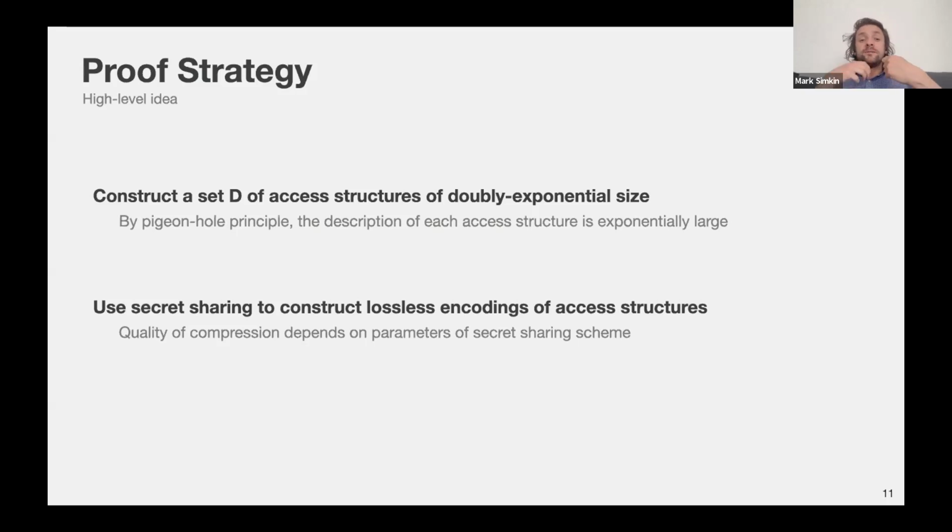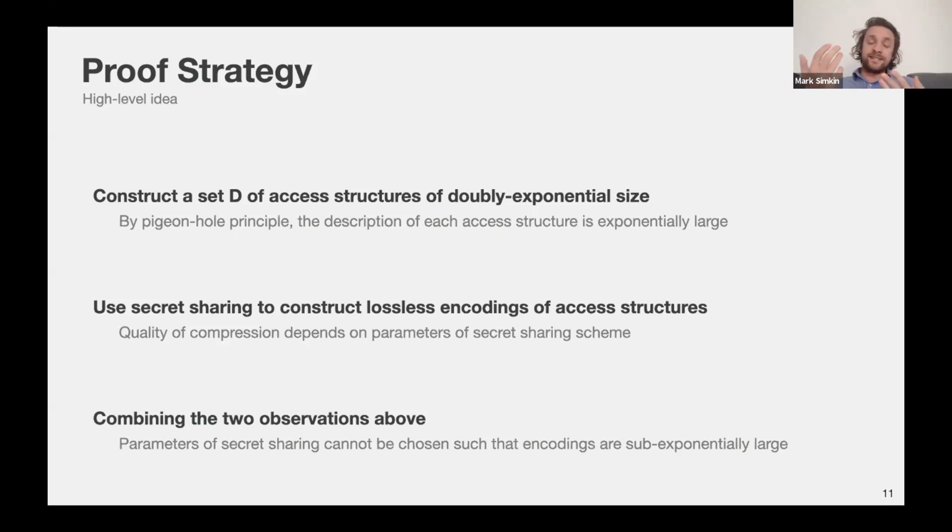And from the first observation, we know that if we take any element in D, we cannot encode it beyond some exponentially large size, because this simply follows from the pigeonhole principle. So if we show that given a secret sharing scheme with certain parameters, we can construct a certain type of encoding, and we know that we have something like the best encoding we can hope for, then we also know what is the best secret sharing scheme that we can hope for. And by combining those two observations, we obtain our result.